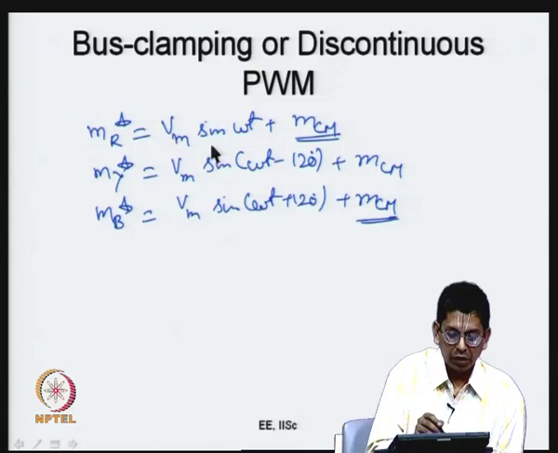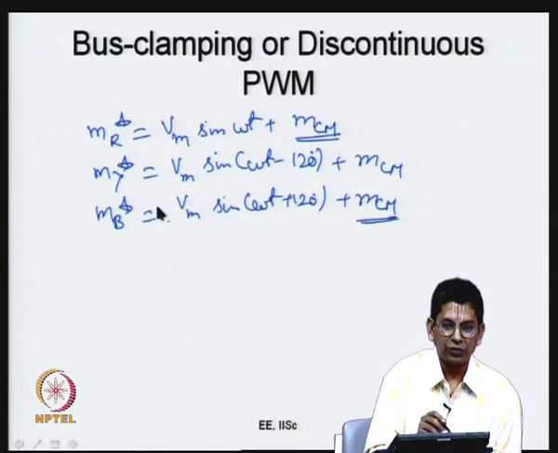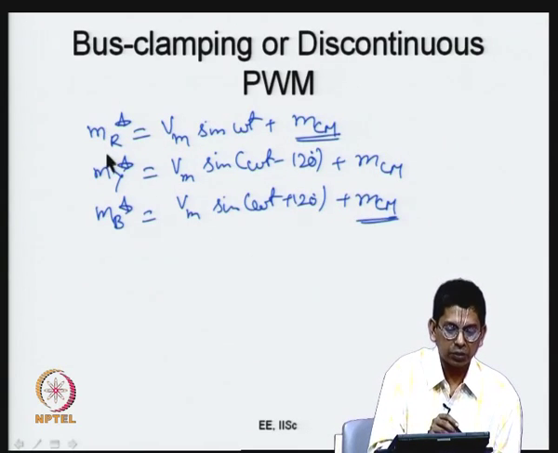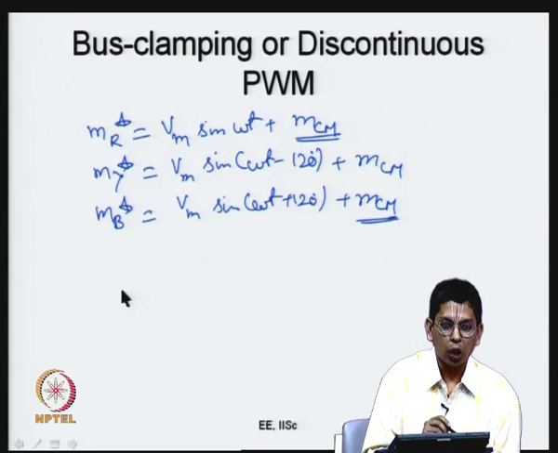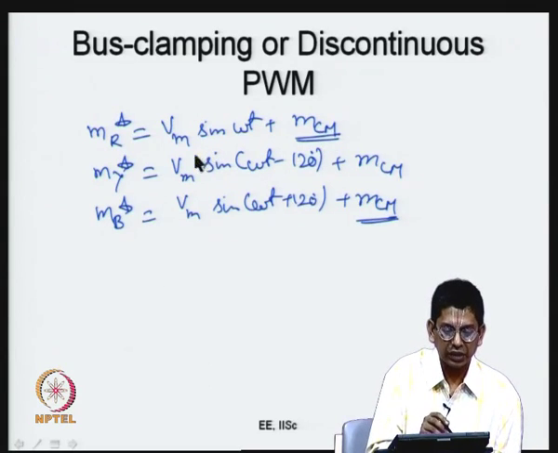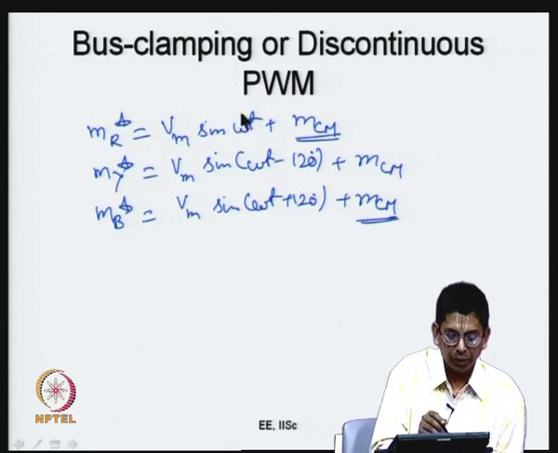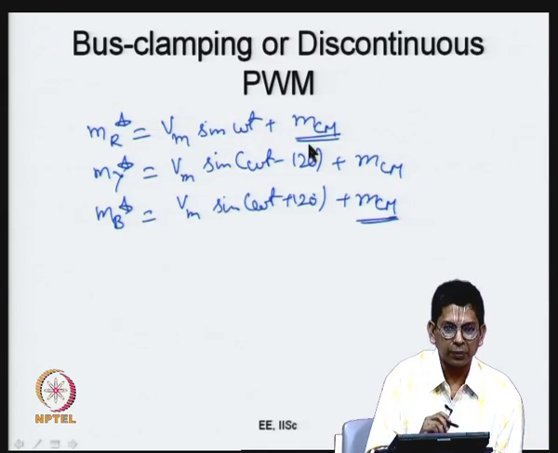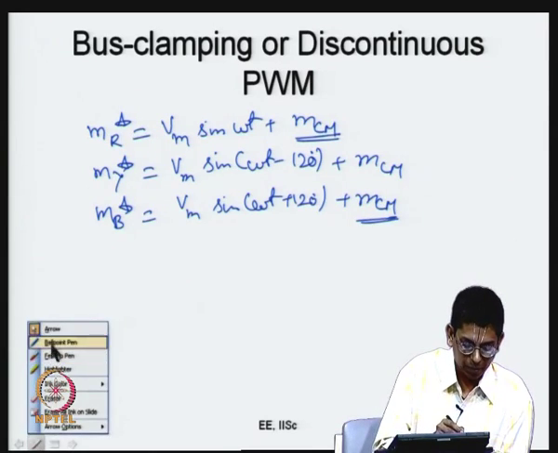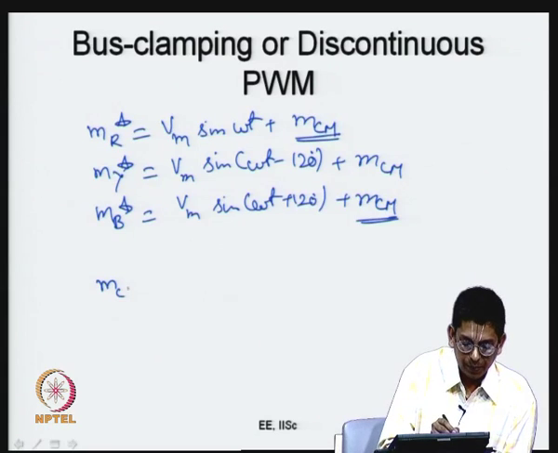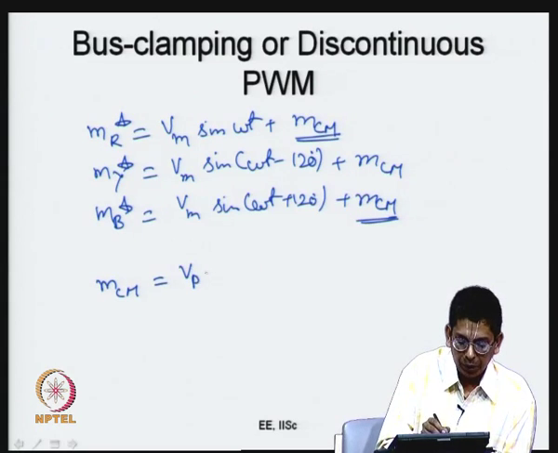Similarly, if mr turns out to be the most negative signal out of these 3, then I could possibly clamp R phase to the negative bus. So, how can I clamp mr star to the positive bus? Let us say mr star is Vm sin omega t, and let us take omega t equal to 90 degrees or something very close to that. So, mr is equal to Vm plus MCM. You want it to clamp, so you must take the difference between V peak and mr. I can say MCM is equal to V peak minus mr.